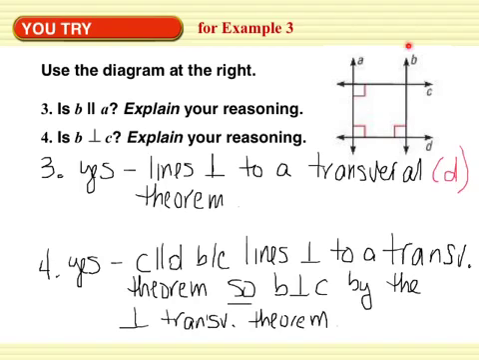So B has to be perpendicular to C by the perpendicular transversal theorem. Okay, if B is perpendicular to D, then it's perpendicular to C because it is the transversal for parallel lines. These are parallel, that's a transversal, it's perpendicular to one, therefore it's perpendicular to the other.